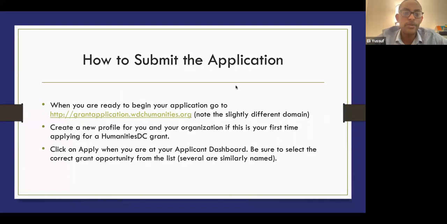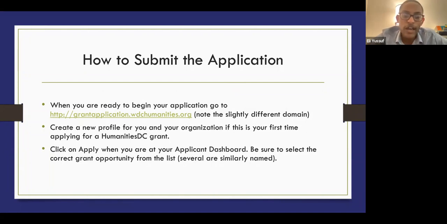How to submit the application. When you're ready to begin, go to grantapplication.wdchumanities.org. Create a new profile for you and your organization if it's your first time applying. Again, the steps are laid out for you in an FAQ document on our website. So you go to the grant opportunities page and you'll be able to access the FAQ.